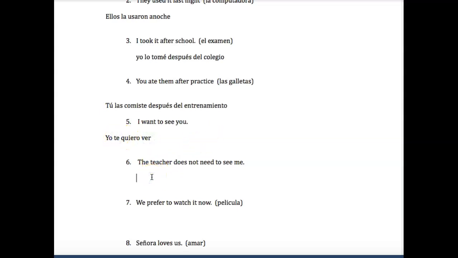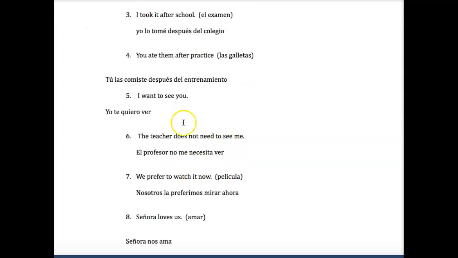The teacher does not need to see me. El profesor. So I filled in the rest of them because I have about 30 seconds. So the teacher doesn't need to see me. Notice how that comes right in front of my verb. Okay, the no is pushed out, never in the middle. We prefer to watch it now. Coming out, there's the la for película. And Señora loves us.